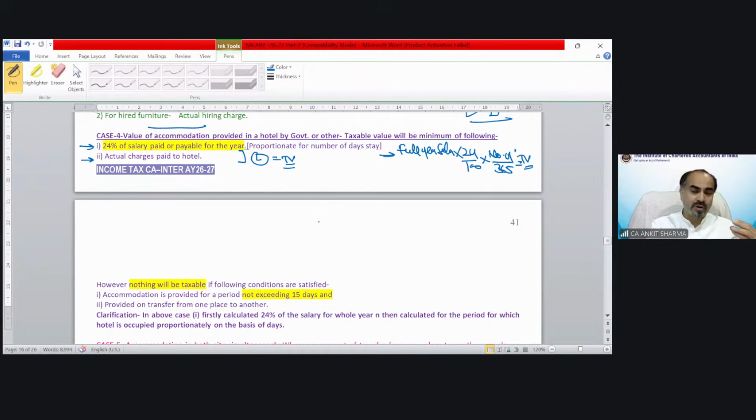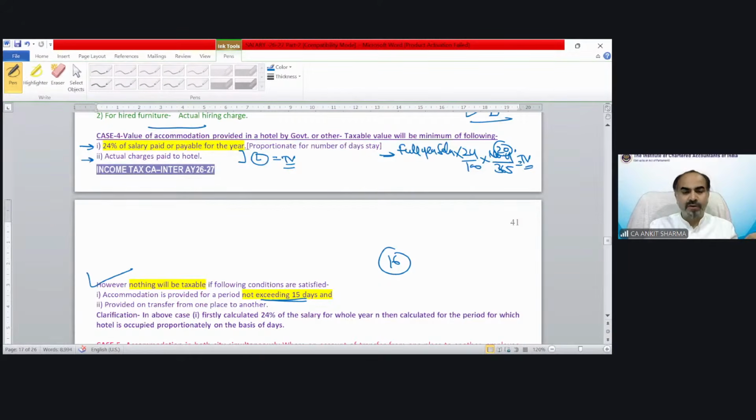But there is some exception also. If the stay in that hotel is not exceeding 15 days. If the stay in hotel is 15, 14, 10 days, after 10, 15 days, you have been provided with a rent-free house. So up to 15 days, if the hotel accommodation has been provided, that is non-taxable. If it is 16 days, then we will take the full 16 days value, not exceeding 15 days, 1 day value. So in case of 20 days, we need to take 20 days value, not exceeding 15, 5 days. So up to 15 days, if accommodation is provided in a hotel, no taxability. But if it is more than 15 days, then you need to calculate it.